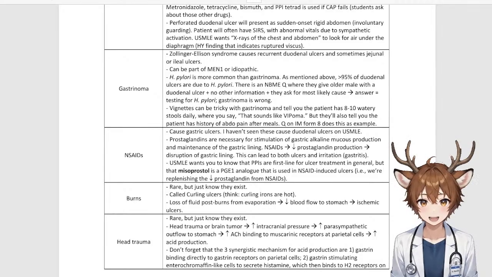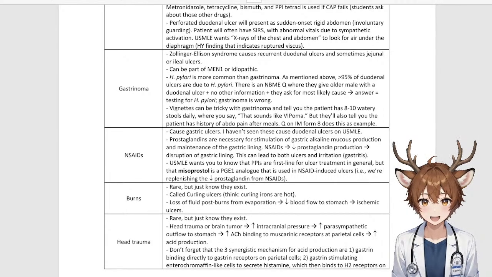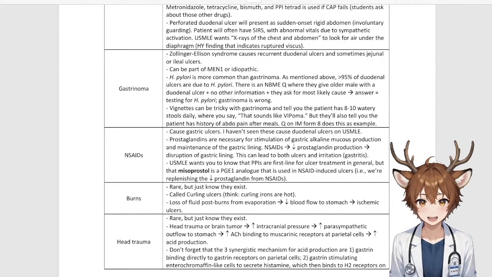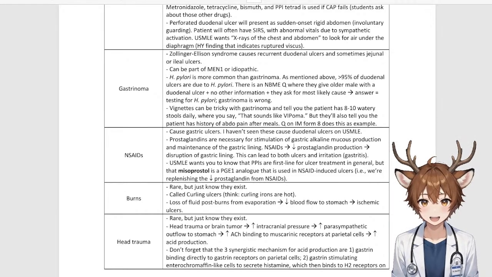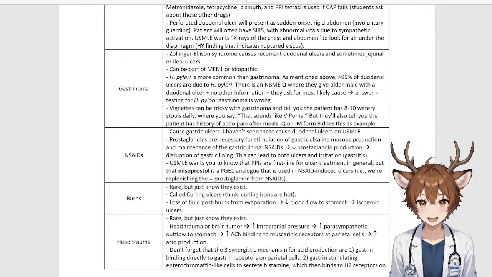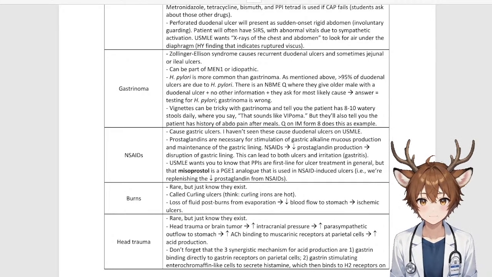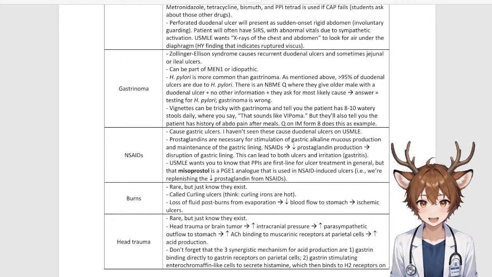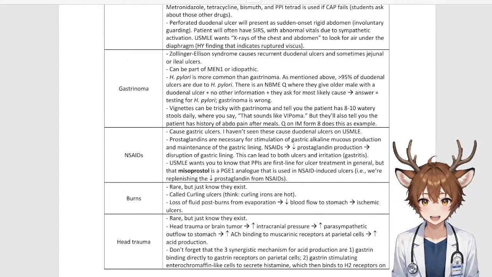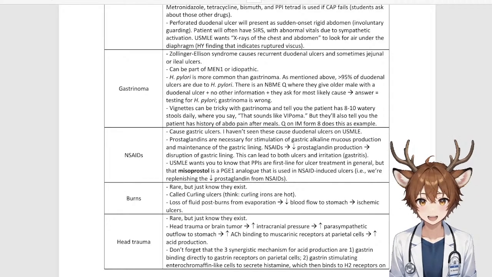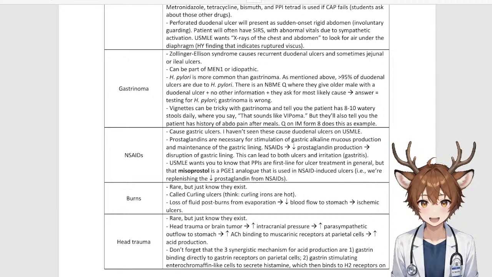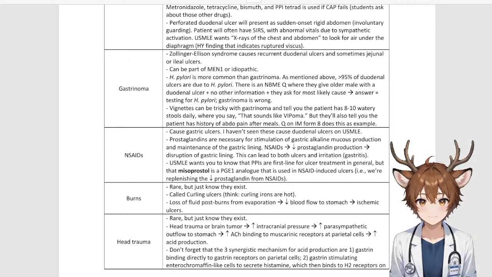Gastrinoma. Zollinger-Ellison syndrome causes recurrent duodenal ulcers and sometimes jejunal or ileal ulcers. Can be part of the MEN1 or idiopathic. H. pylori is more common than gastrinoma. As mentioned above, greater than 95% of duodenal ulcers are due to H. pylori. There is an NBME question where they give older males with a duodenal ulcer plus no other information, and they ask for most likely cause. The answer would be testing for H. pylori. Gastrinoma would be wrong.